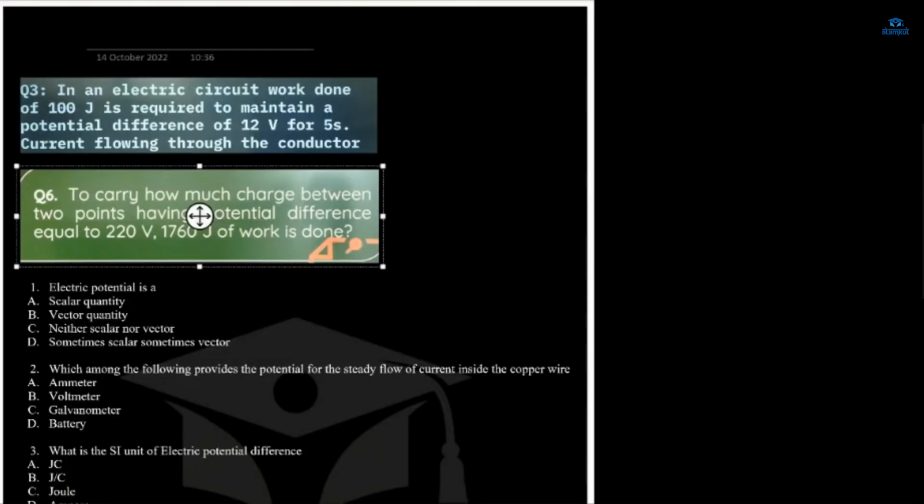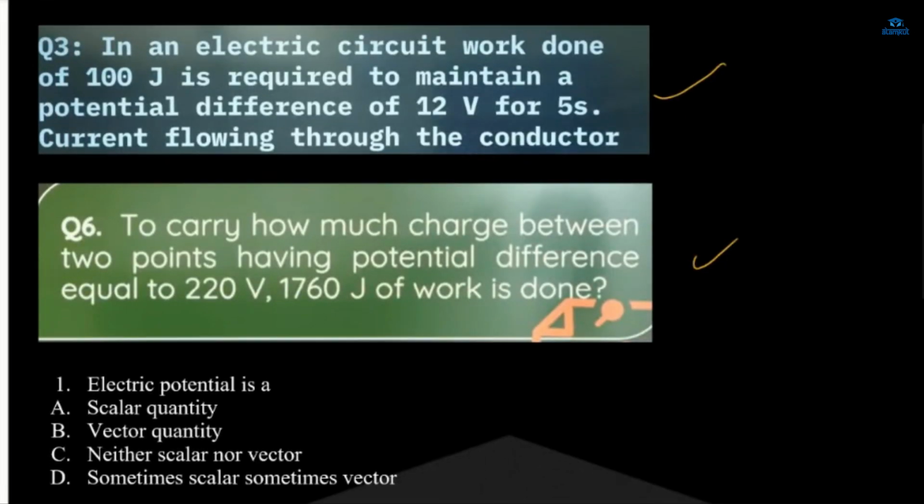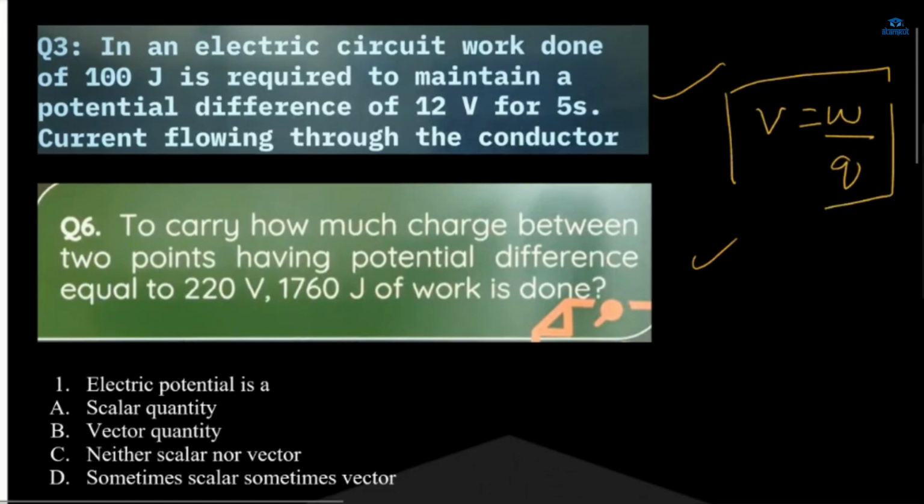This question, this and this. Do these two questions, and then we'll go to Ohm's law. Rudra, is the question clearly visible on the screen? Yeah. This question. What formula are you going to use? V is equal to W by Q. Okay, this is the formula.